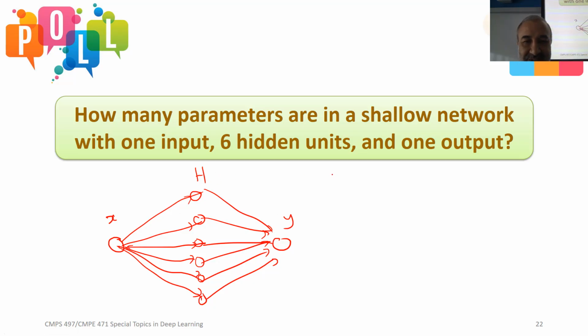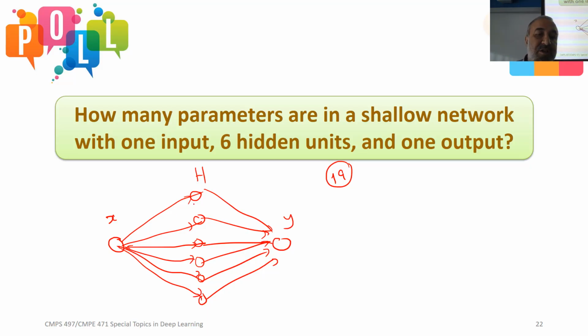So you said 19, right? Okay, let's see why. Let's talk in terms of the terminology. In the terminology we have weights and biases. We said that parameters are weights and biases. Anything else other than that? No. So how many weights and how many biases?